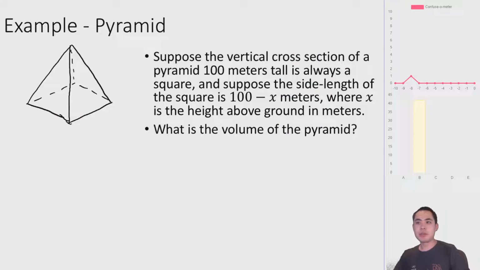Let me give you an example. Suppose that the vertical cross-section of a pyramid 100 meters tall is always a square. So we have a square pyramid here. Think of the Pyramid of Giza, the Great Pyramid of Giza.